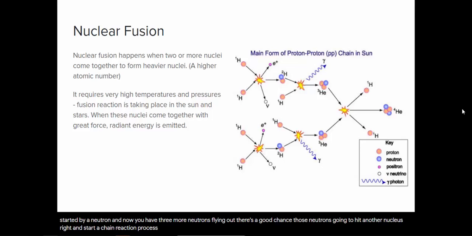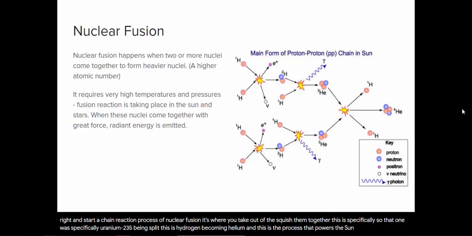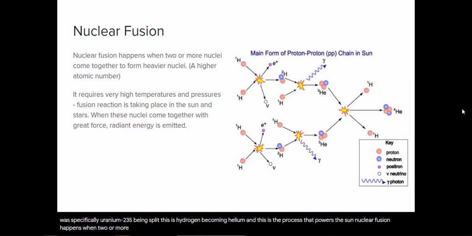This is the process of nuclear fusion. It's where you take atoms and squish them together. That one was specifically uranium-235 being split. This is hydrogen becoming helium, and this is the process that powers the sun. Nuclear fusion happens when 2 or more nuclei come together to form something heavier. And it requires very high temperatures and pressures. Fusion reaction is taking place in the sun and the stars.